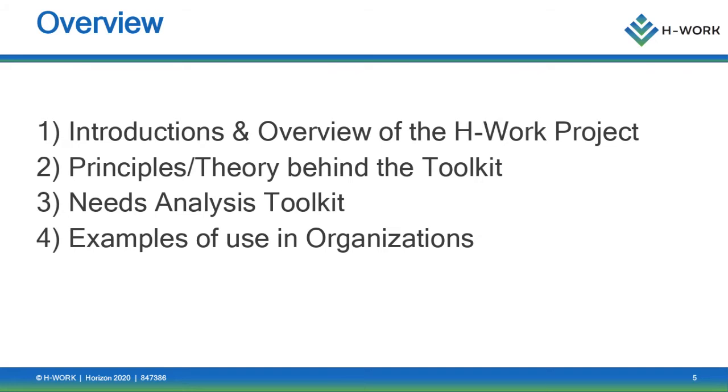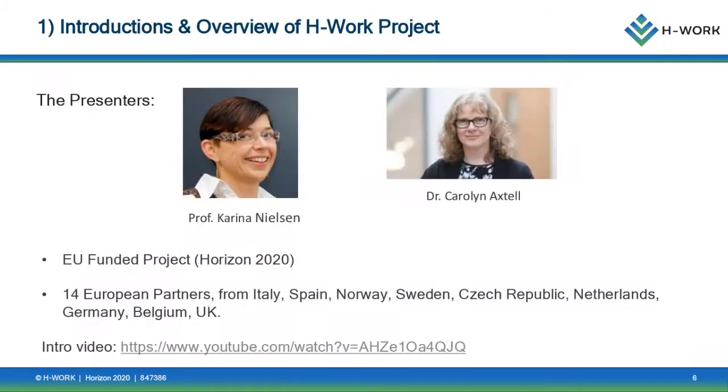So it's how do you identify interventions at these 4 levels, and we'll start out with Carolyn talking about the toolkit, the theories behind it, and then I'll be giving you an example of how it has been used in an Italian hospital. So as I said, it's a Horizon 2020 project. We have 14 European partners in total, from Italy, Spain, Norway, Sweden, the Czech Republic, the Netherlands, Germany, Belgium, and the UK. And we will be implementing interventions in Italy, Spain, the Czech Republic, and the Netherlands and Germany.